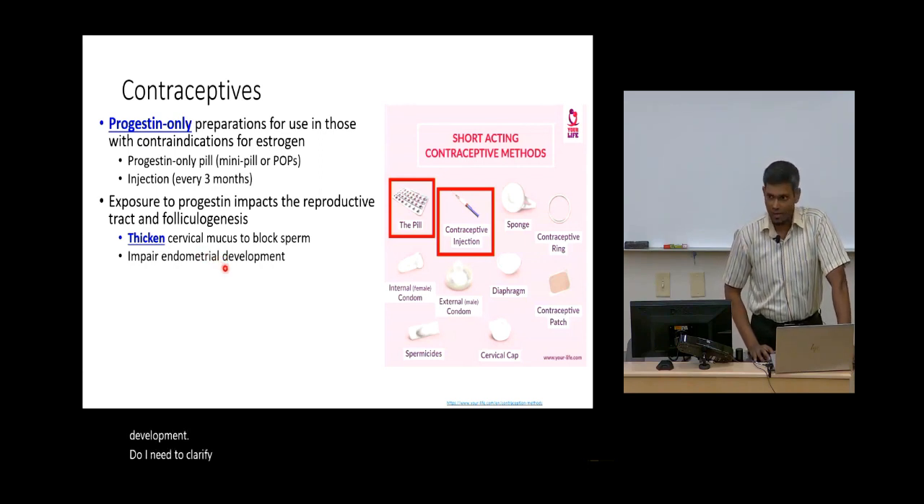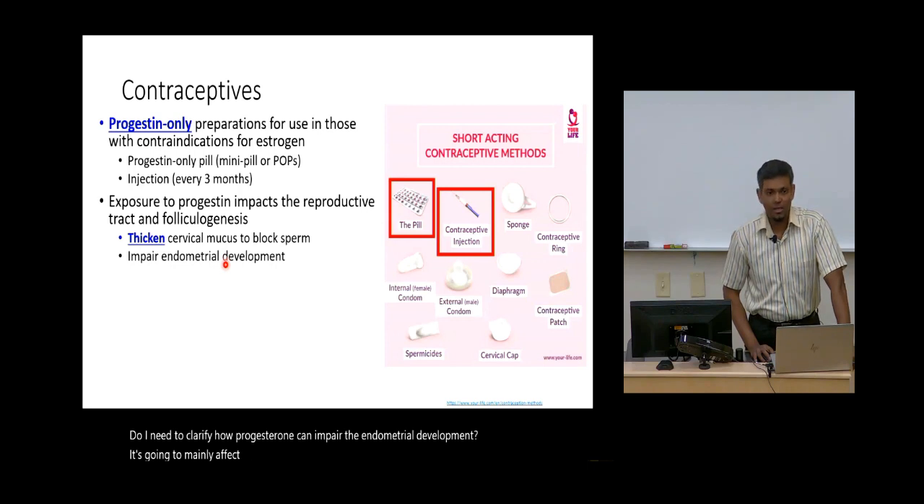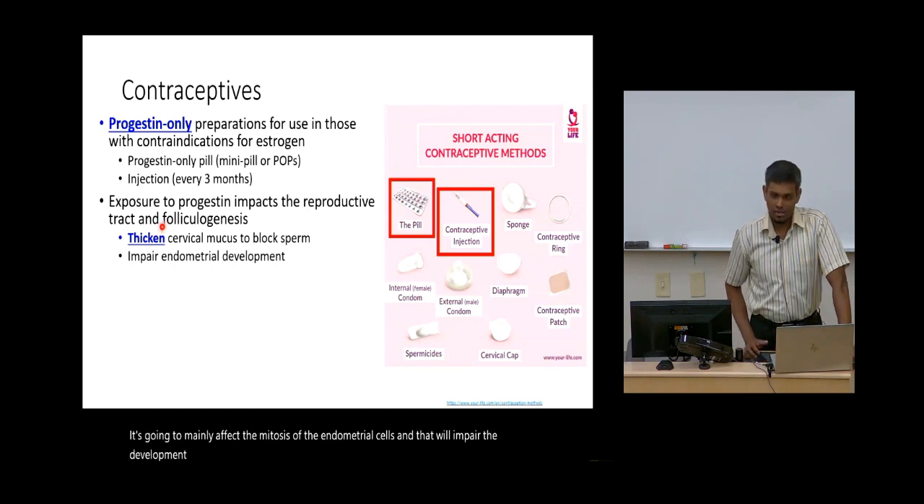Do I need to clarify how progesterone can impair the endometrial development? It's going to mainly affect the mitosis of the endometrial cells, and that will impair the development of the endometrial lining. Are there any questions at this point?